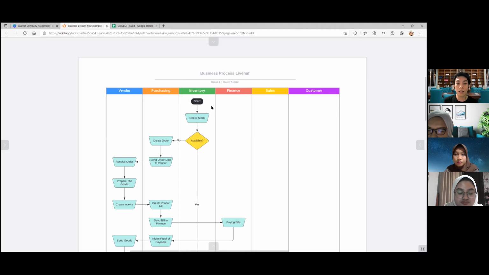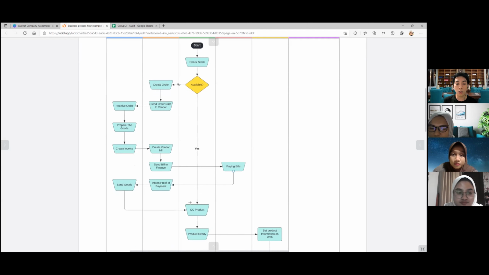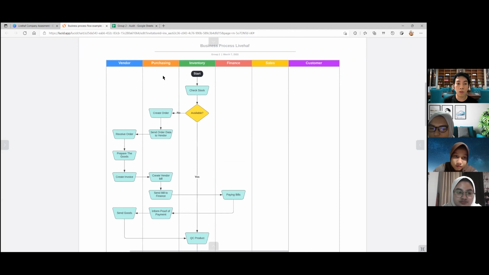The first activity is done by inventory. Inventory checks the product stock, and this is the decision: available? If no, purchasing creates an order. If yes, do quality control, or quality checking of the product. Before I explain this, I will explain the purchasing step.